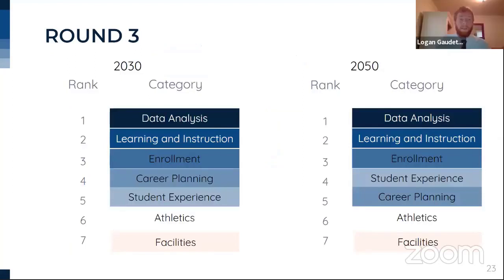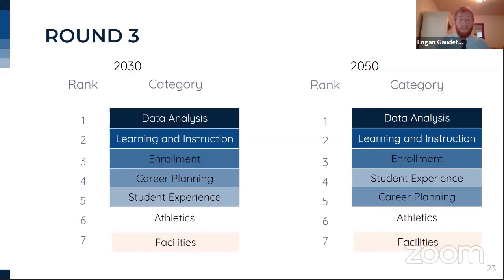In the third round of the survey, where we asked our participants to rank the areas of higher education that they felt were most likely to be impacted by the implementation of AI, we found that in both the 2030 and the 2050 rounds, our participants ranked the same 3 categories as the most likely to be impacted. These categories were data analysis, learning and instruction, and enrollment.